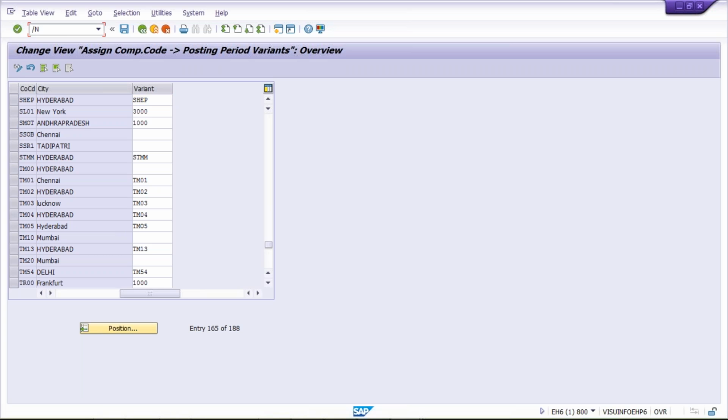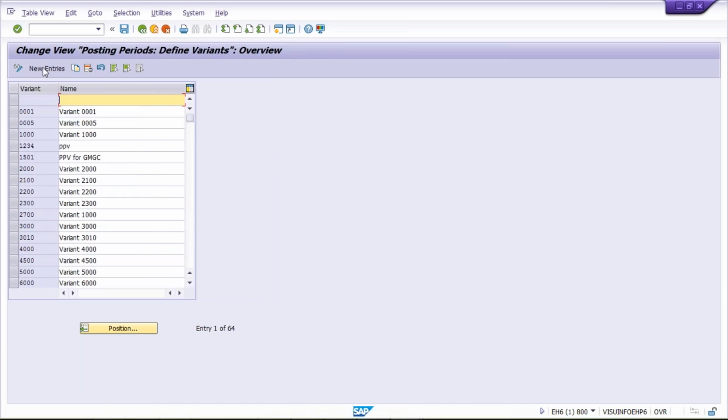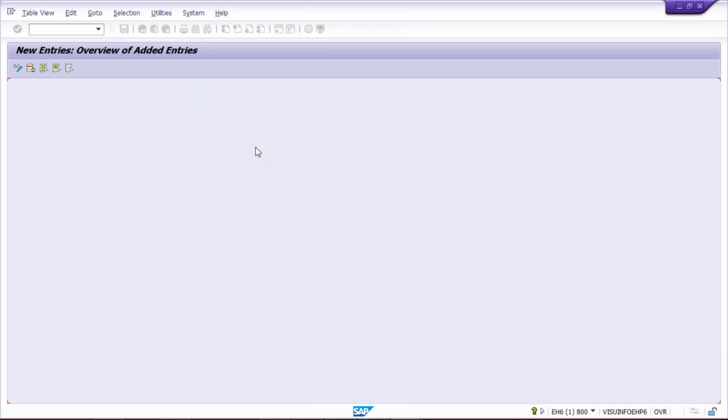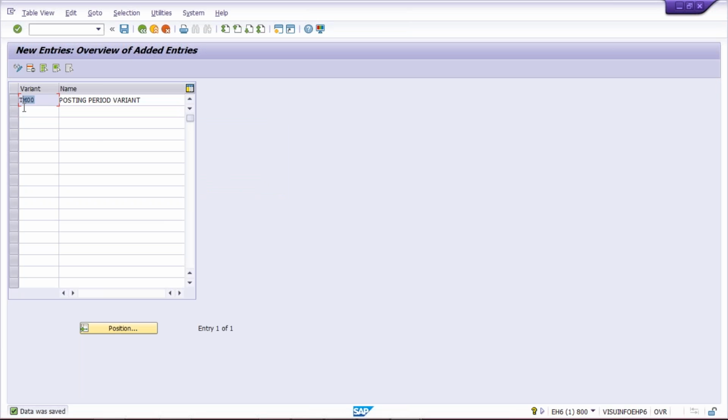So here /n OBBO. Again, I'm going to define a new, sorry, posting period variant, and give TM00. I'm going to define TM00 as a posting period variant also, and save it. Press enter. So now TM00 was our company code, and TM00 I have defined as the posting period variant also. Now this TM00 I'm going to assign to our company code.